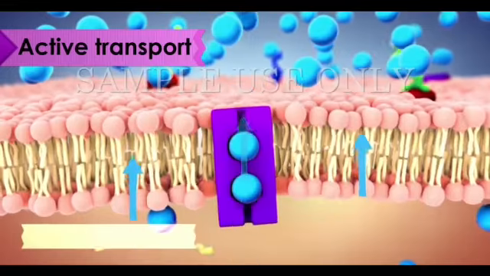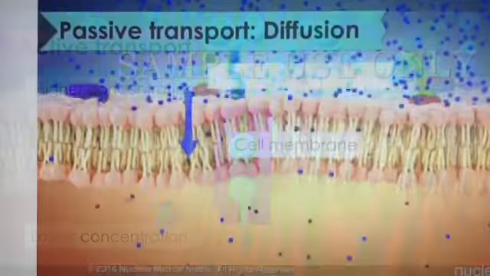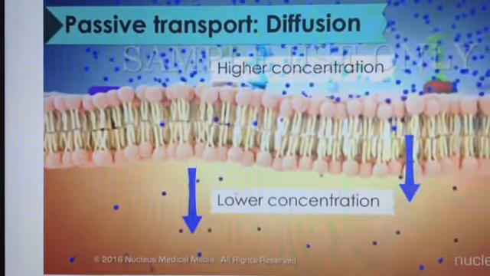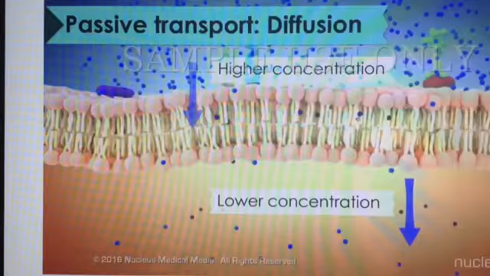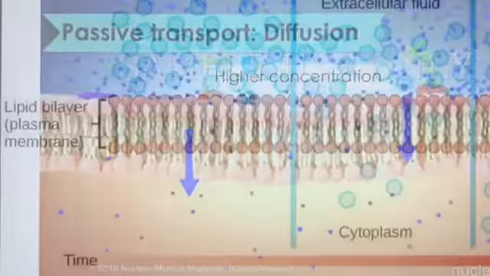Active. This transport expends energy and goes against the concentration gradient. Passive. This transport does not waste energy and goes in favor of the concentration gradient. It can be simple diffusion, facilitated diffusion, and ultrafiltration or dialysis.